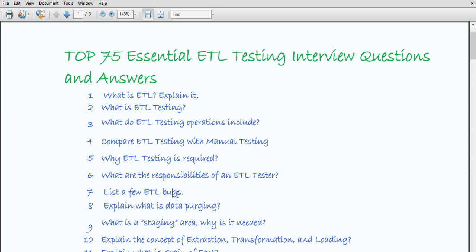Then, what are the commonly found ETL bugs? Some ETL bugs are the source bug, load condition bug, user interface bug and calculation bugs. These are the common bugs found during ETL testing. Then, what is meant by data purging? Data purging is the process of deleting data from the data warehouse. It deletes junk data, and links rows with null values or extra spaces. This is nothing but data purging. Then the next question is, what is a staging area?